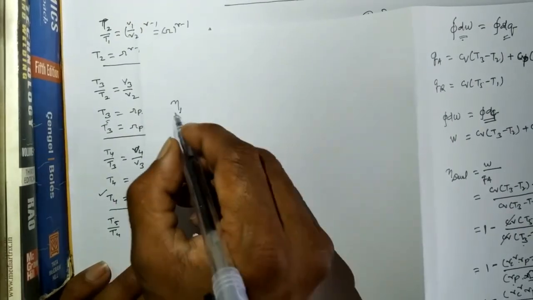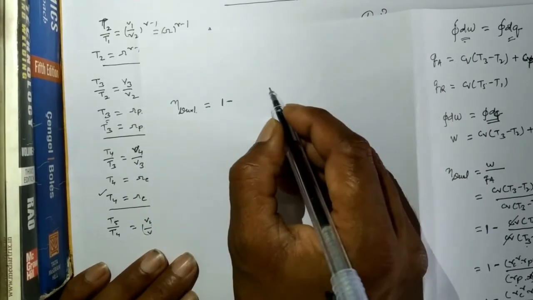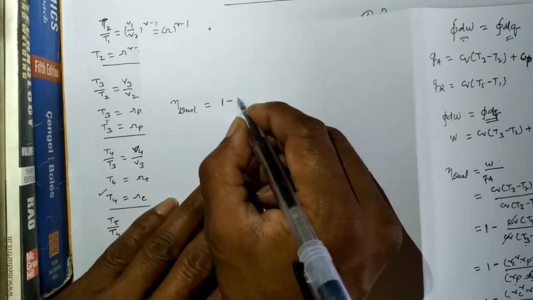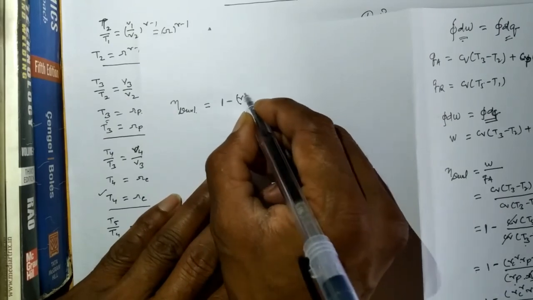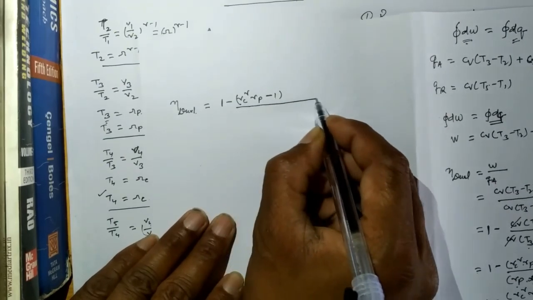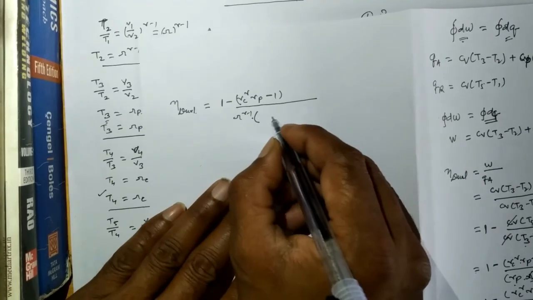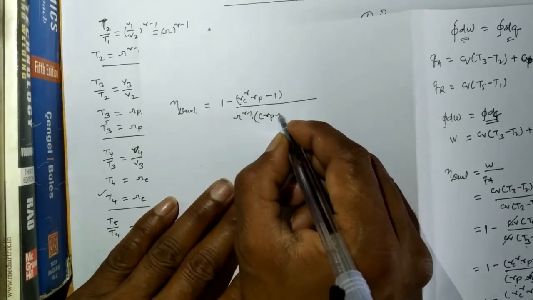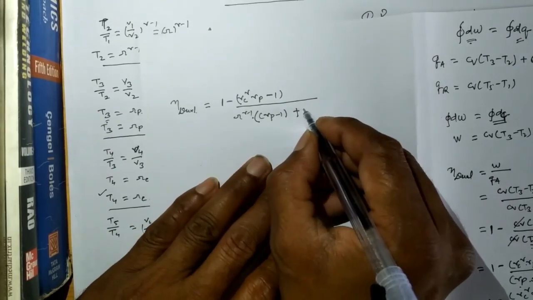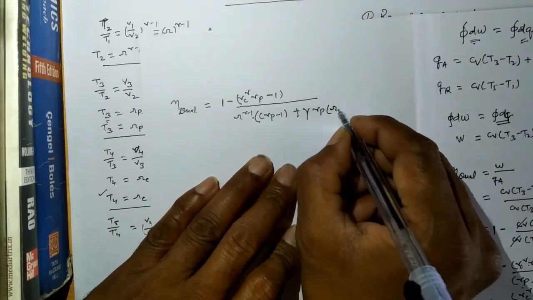The efficiency of the dual cycle will equal 1 minus Rc power gamma Rp minus 1 by r power gamma minus 1 into Rp minus 1 plus gamma Rp (Rc minus 1).